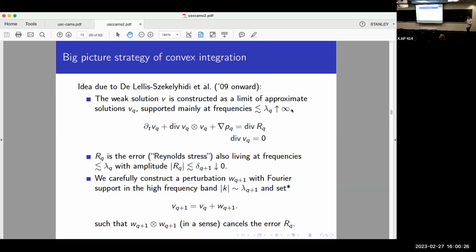Hopefully that makes sense. So what about this v_q times W_{q+1}? That's a good question. Yeah, I'll get to that. You're right, that's the main difficulty that gets you stuck at 1/3, some of those interactions between V and W. So I'll explain those in further detail.